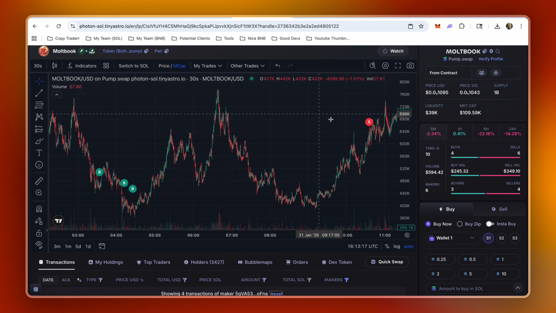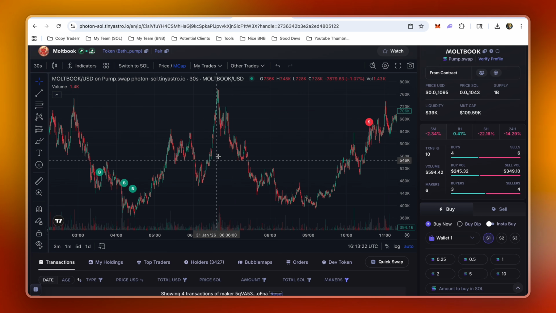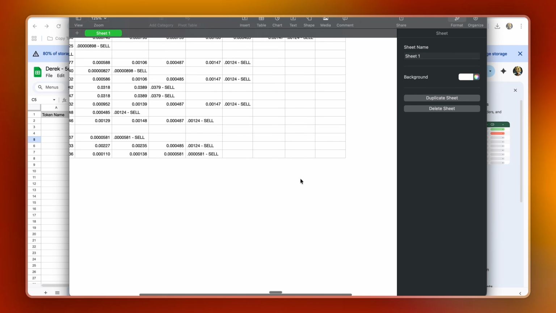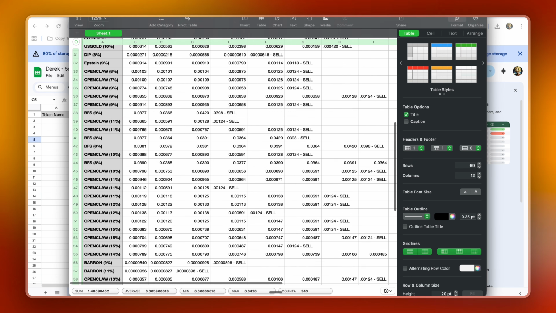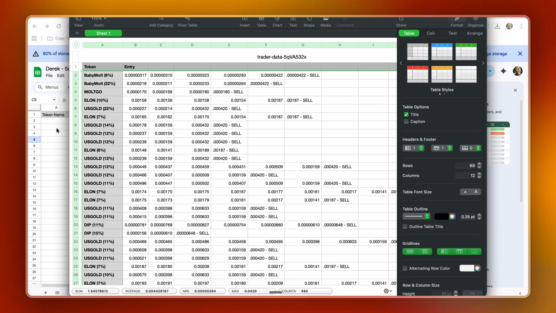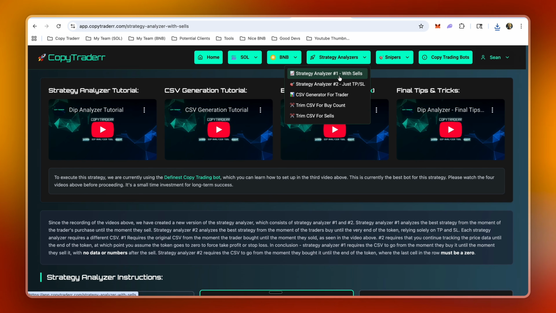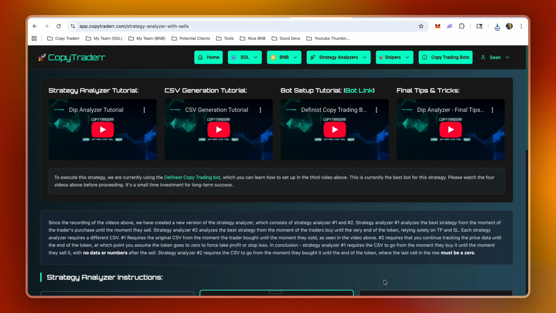But in this case, I want to copy the trader's sell. I can tell by the trading style that that's going to be a good option for me. So I'm going to copy this data into my CSV that I made in the shared folder with myself and my virtual assistants. I'm going to download this as a CSV. I'm going to open up the strategy analyzer.